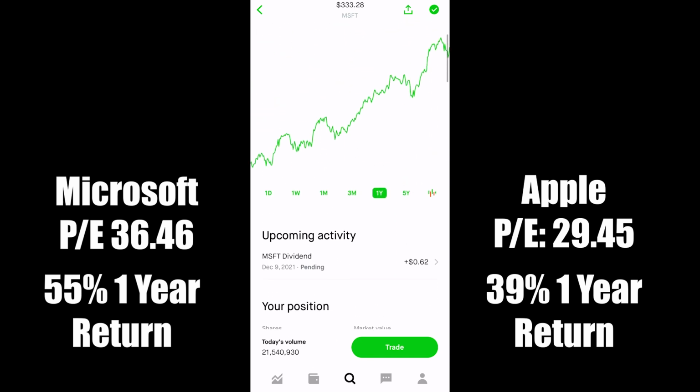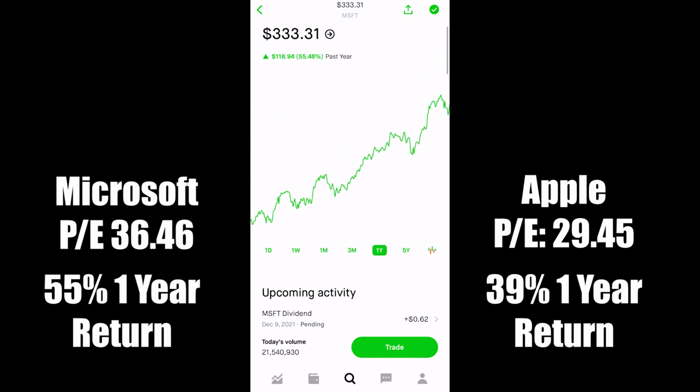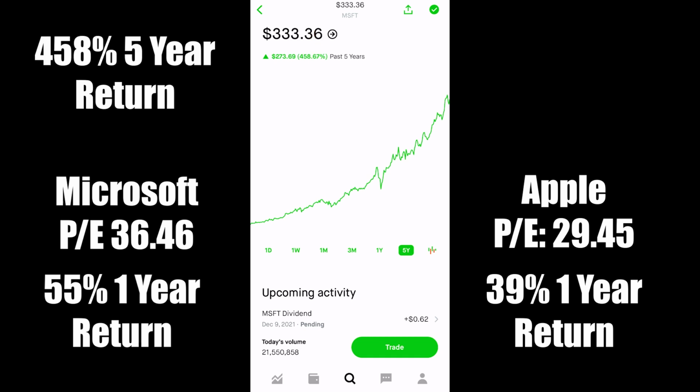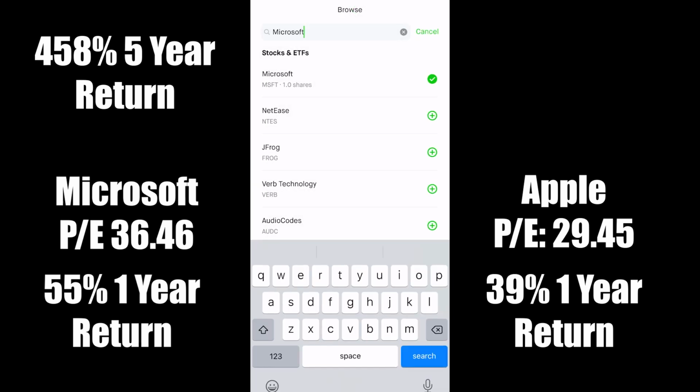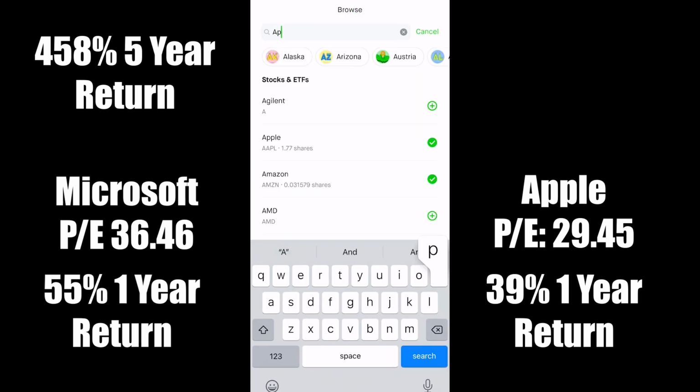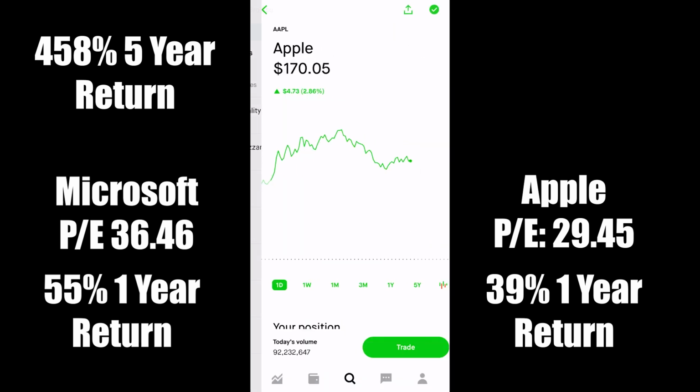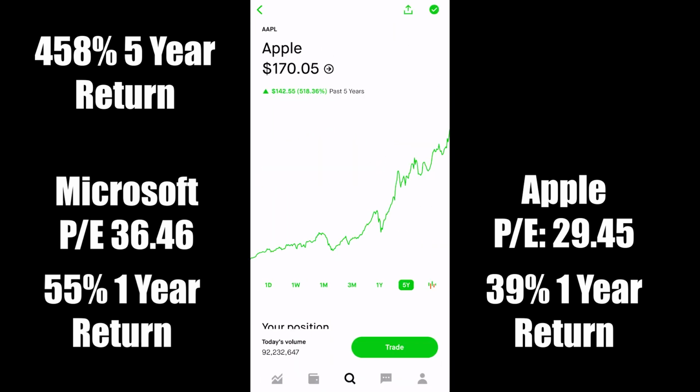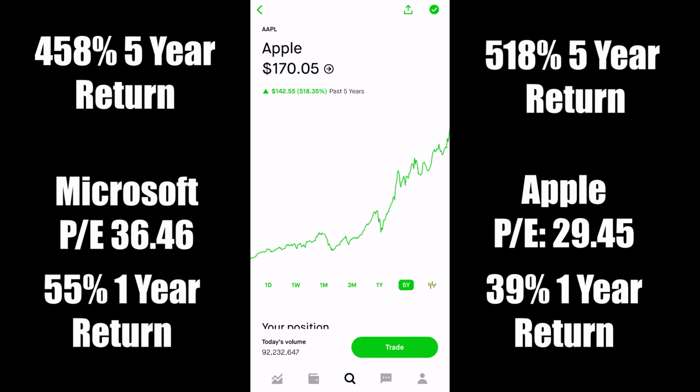But you can also look at a 5-year chart. So let's look here. Over the last 5 years, they've had 458% gains. So let's look up Apple again. Apple, 458% versus 518%. So right here, Apple's winning for the last 5 years versus the last 5 years for Microsoft.